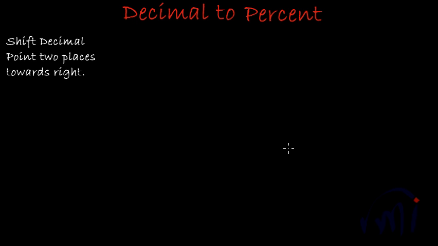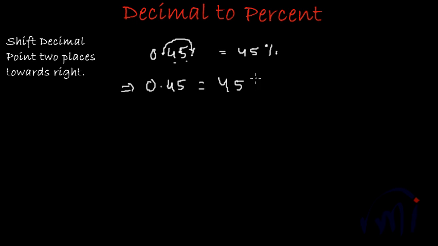Suppose we have a number like 0.45 and you want to convert it into percent. So what is the procedure? The procedure says you shift this decimal point 2 places towards the right. So this is the first place and this is the second place. If I shift this decimal over here, and then we have nothing after the decimal, it can be written as 45%, right? So 0.45 is actually 45%, if we follow this procedure.